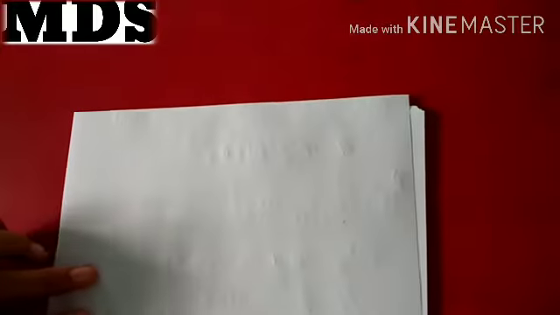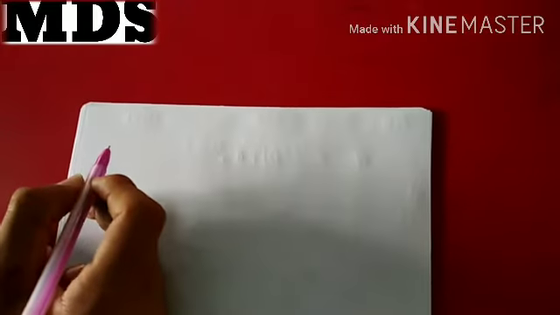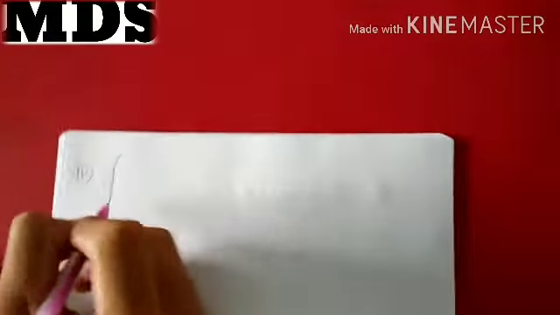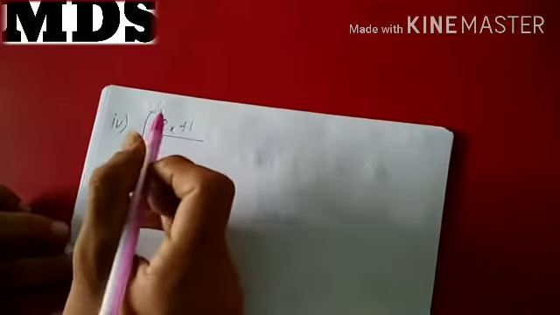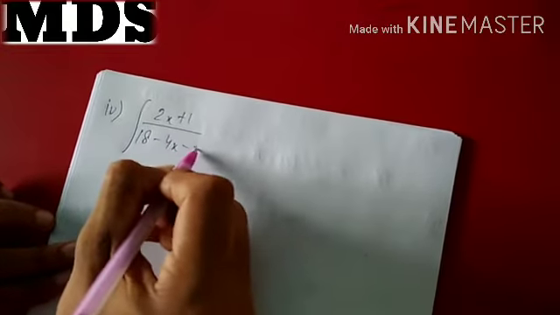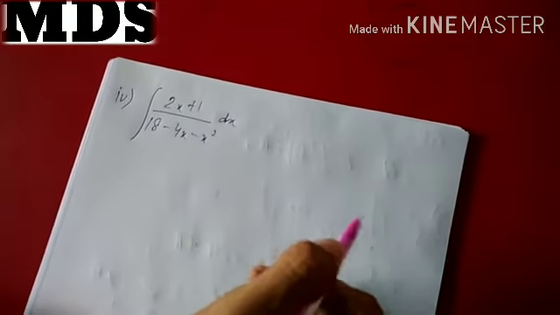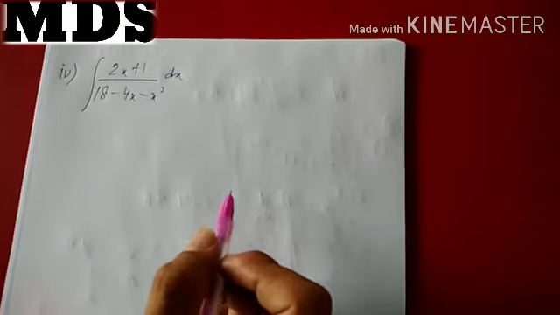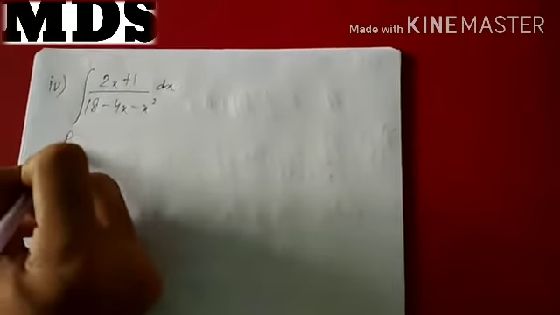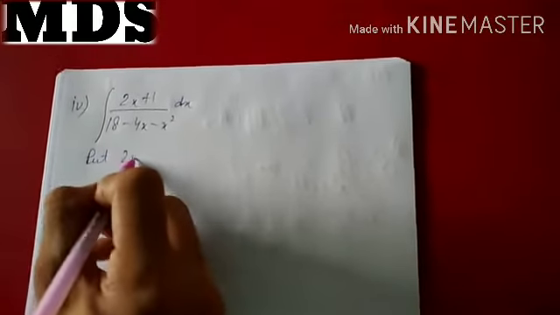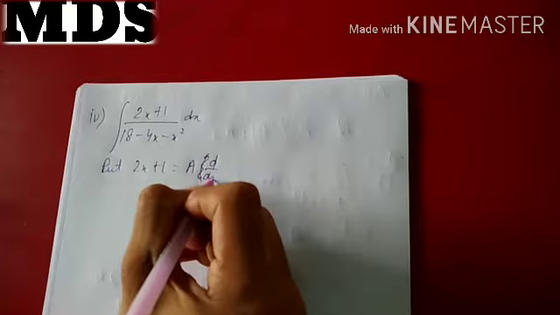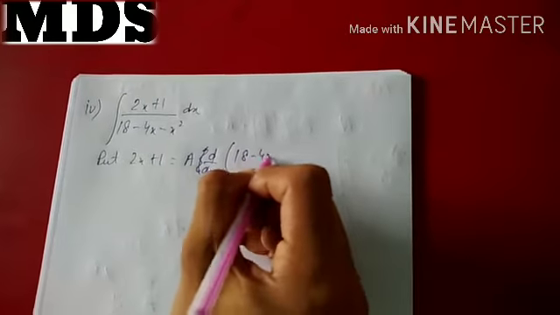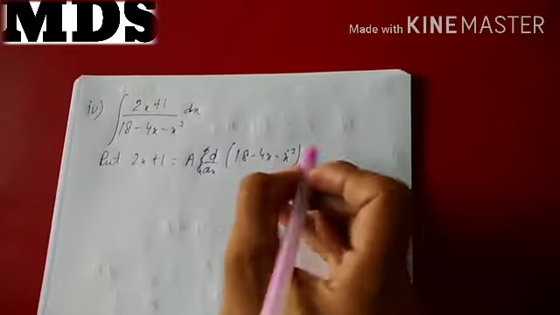So see the fourth part. It is given integration of 2x plus 1 by 18 minus 4x minus x square dx. So here again we will put 2x plus 1 equal to a into differentiation of 18 minus 4x minus x square plus b.